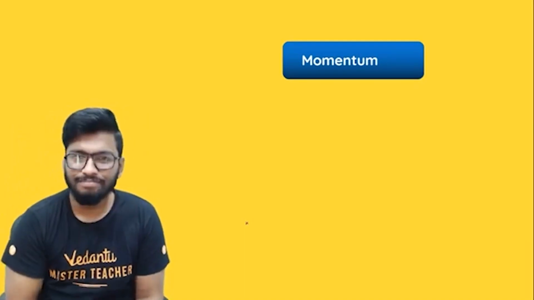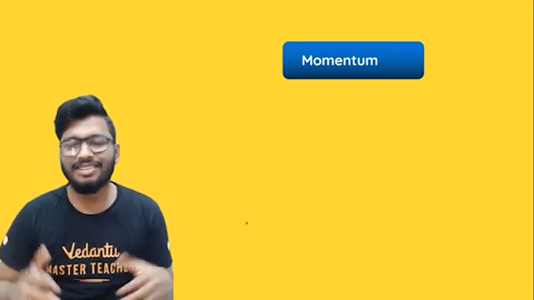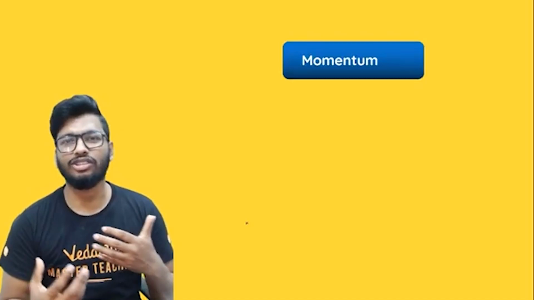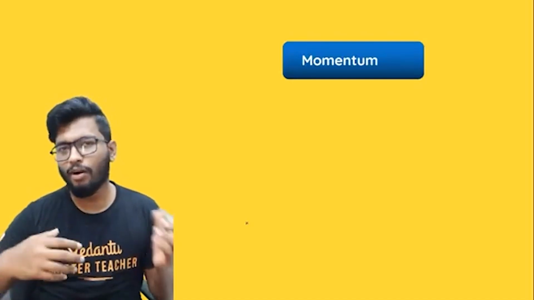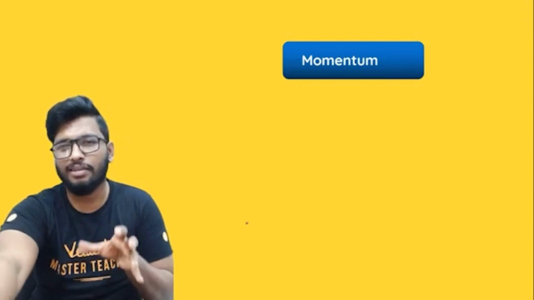Next concept is momentum. What is momentum? Think about it for a second. So guys, momentum can be defined as nothing but the quantity of motion. When a body is moving, it possesses some sort of momentum, which is represented by the letter P.